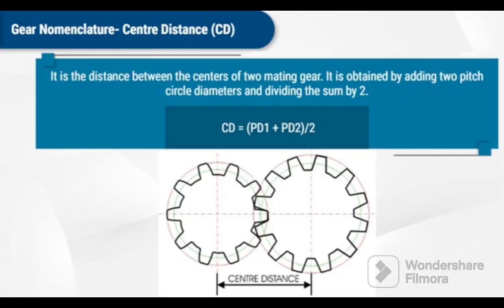Center distance. What is center distance? It is the distance between the centers of two mating gears. It is obtained by adding two pitch circle diameters and dividing the sum by 2. Means center distance is equal to pitch diameter 1 plus pitch diameter 2, divided by 2.